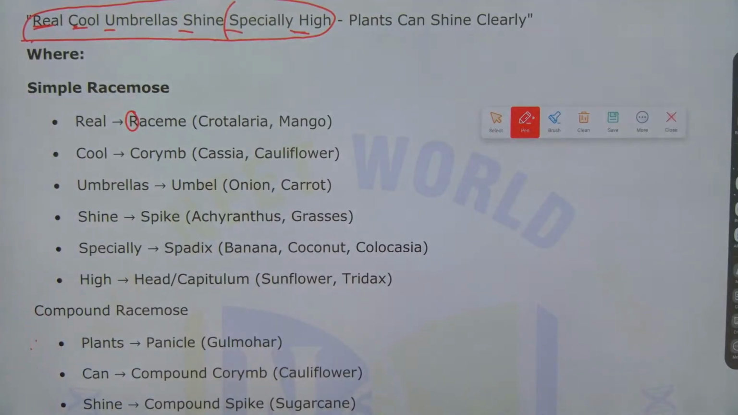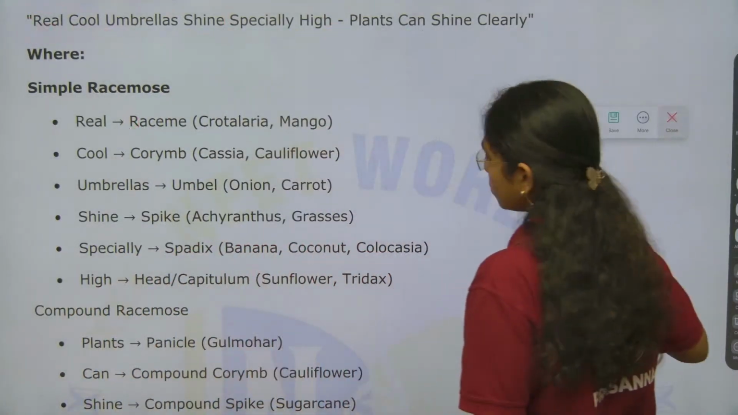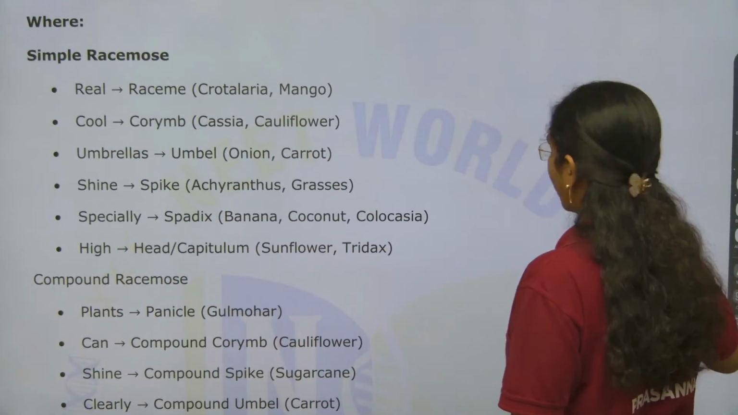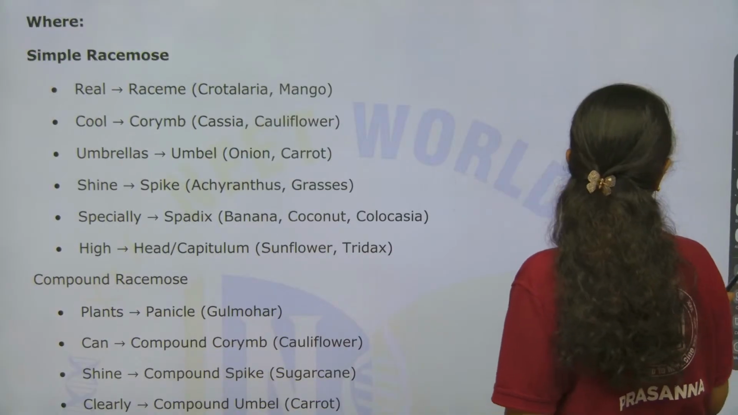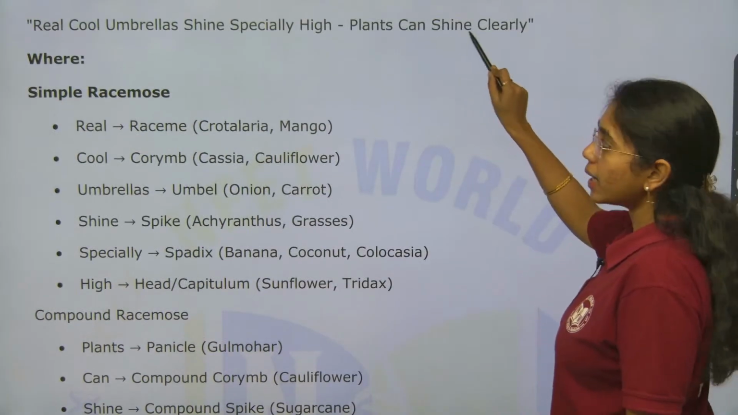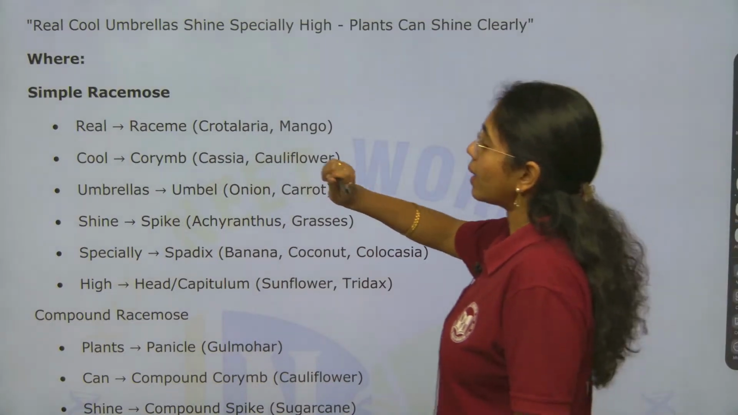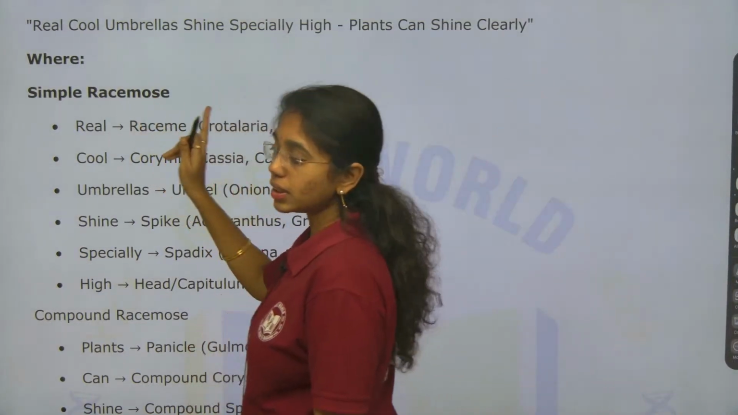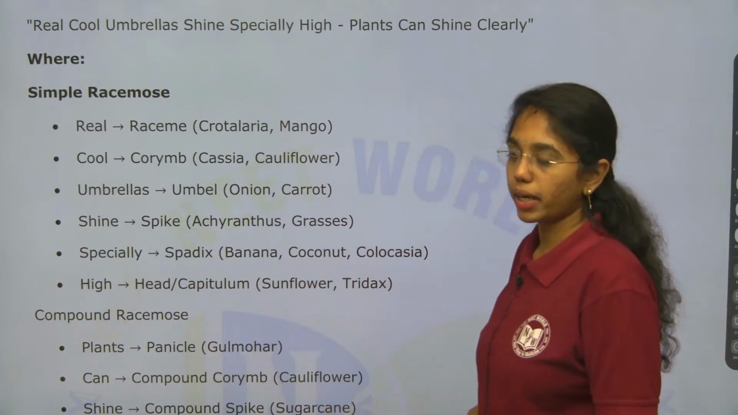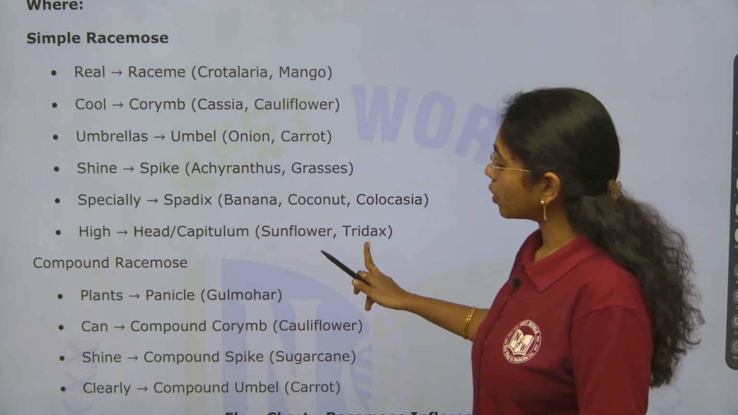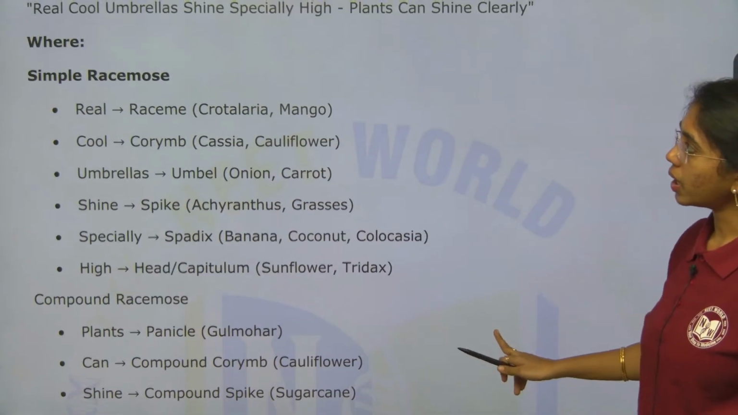Next, compound inflorescence: panicle, compound corymb, compound spike and compound umbel. Okay, so all the types of inflorescence are covered, and with respect to each type of inflorescence, examples should be noted, beta. Examples you have to fix in your mind. Just go through all the examples and fix them in your mind with the mnemonic.